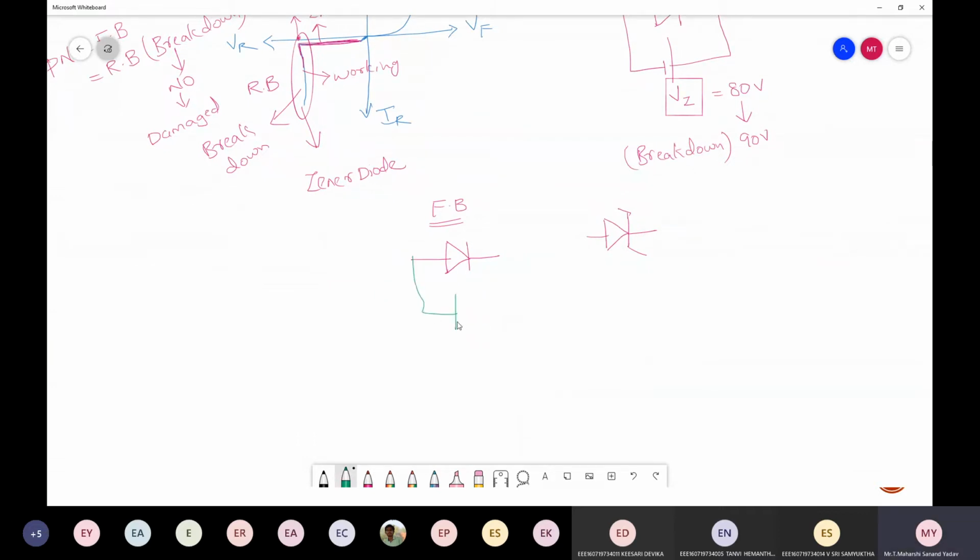P to P, N to N. Here it is the same. Consider this as P, and this as N. So here P to P, N to N. This is nothing but forward bias.